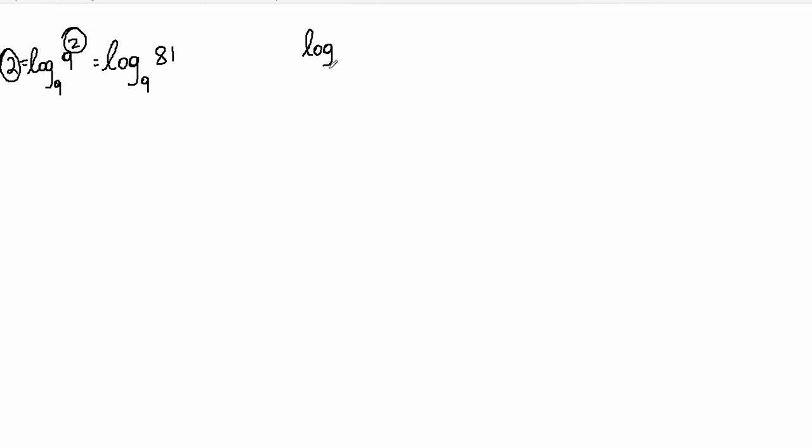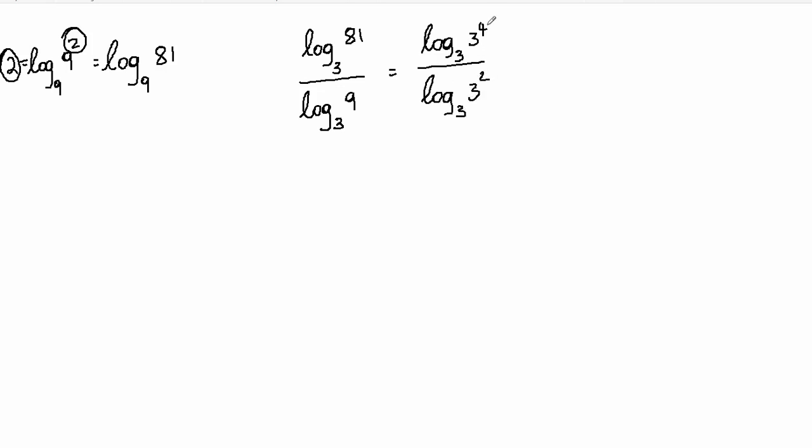Log with base 3 of 81 divided by the log with base 3 of 9. What's the result? Well, log with base 3 of 81 is log with base 3 of 3 to the 4th, divided by log with base 3 of 3 squared. So log base 3 of 3 to the 4th is 4, and log base 3 of 3 squared is 2. So it's going to be nothing else than 4 divided by 2, that is equal to 2.